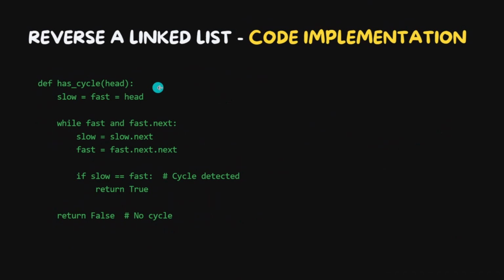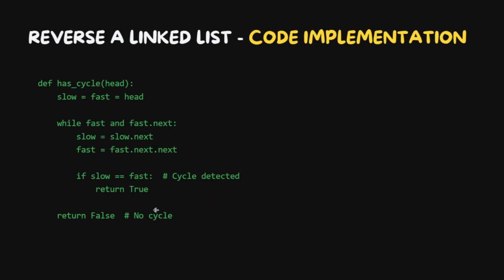We define a function has_cycle. We initialize two pointers, slow moves one step at a time and fast moves two steps. Now we use a loop. If fast or fast.next is None, the loop will stop, meaning no cycle exists. Otherwise, we move slow one step and fast two steps. If slow and fast meet at the same point, it means there is a cycle and we return True. If the loop ends and the pointers never meet, we return False, meaning no cycle was found.